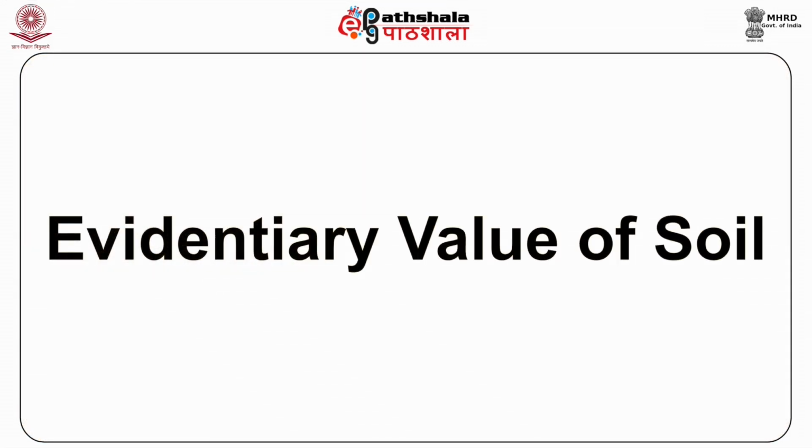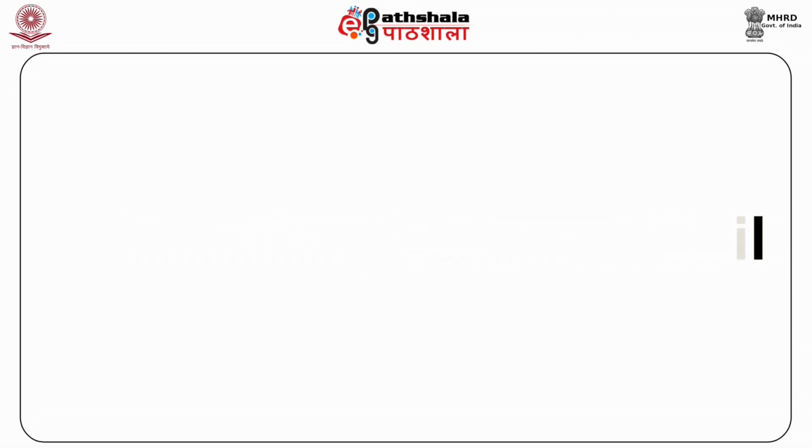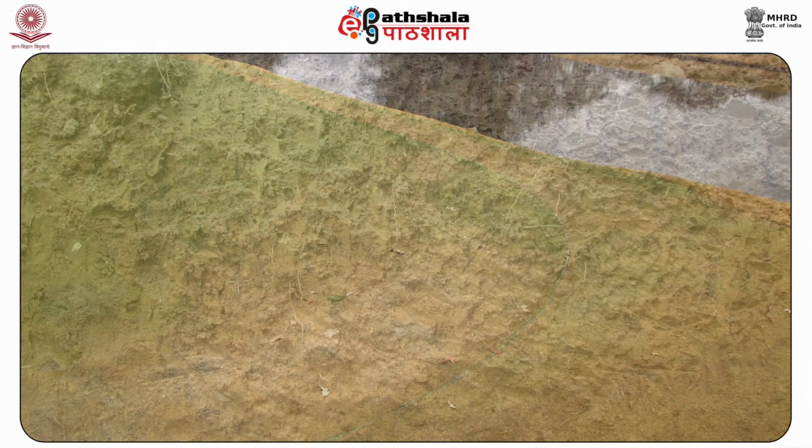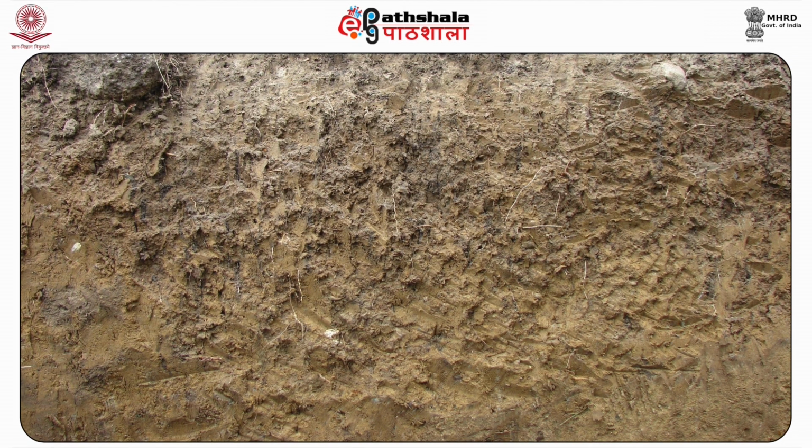Now moving on to evidentiary value of soil. Soil varies laterally, that is, across the land surface, from one place to another. These changes may be abrupt, occurring even within a few meters. As a function of depth, nature of soil also varies vertically. Soil changes are also sensitive towards human activity and nature.